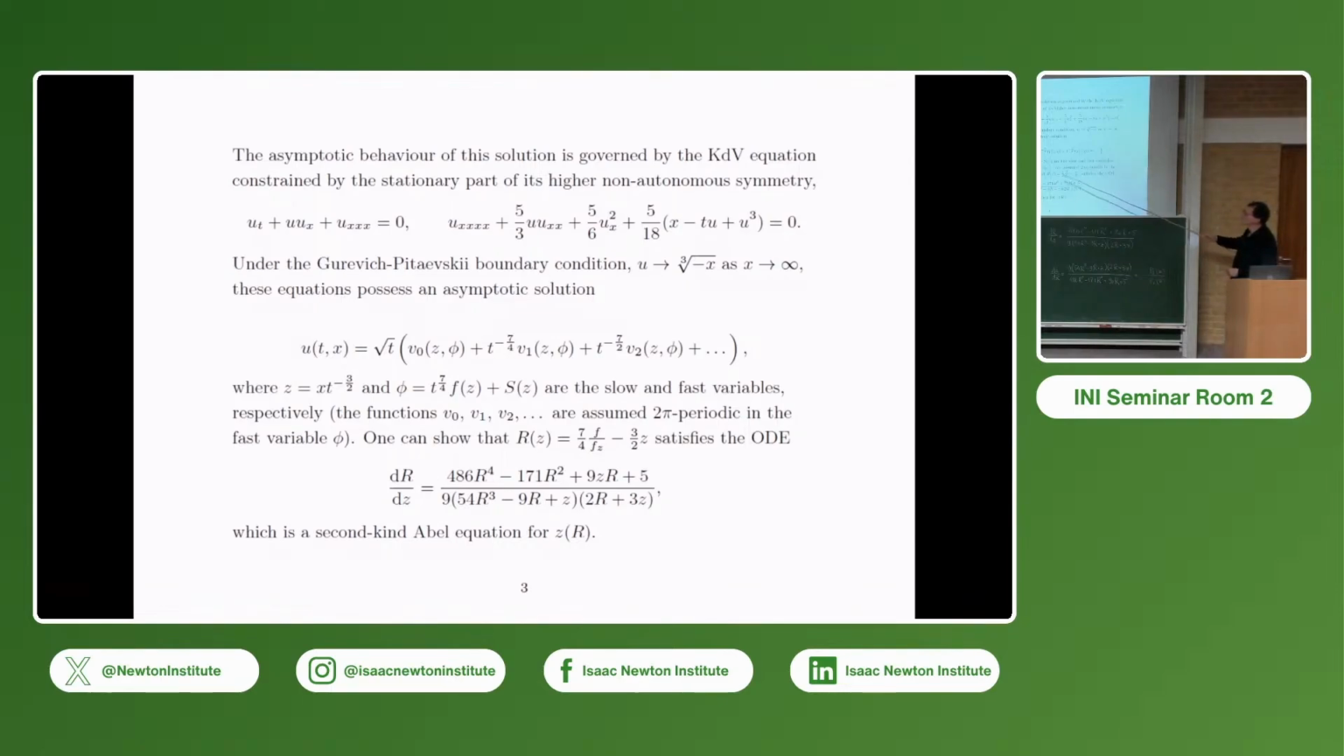It turns out that this equation was derived by Vadim Kudashev. But the whole thing was left at this stage, right? So there is an asymptotic solution. v0 can be somehow calculated in terms of r of z, and v1, v2 can be reconstructed, but this was not done. And this equation was not solved. So our contribution is that we kind of solved this equation in hypergeometric functions.